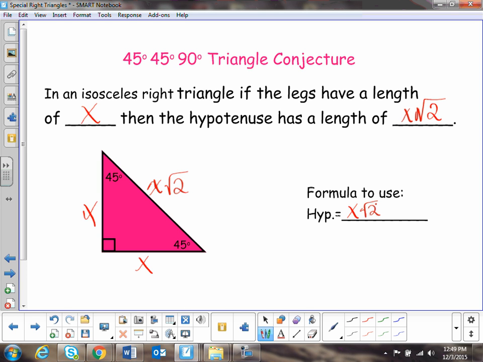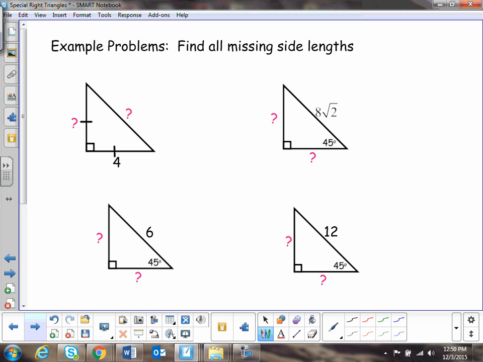Now let's say you're given the hypotenuse and you want to solve for the leg. So you take the hypotenuse and you divide by radical 2. If you're given the hypotenuse, just divide. And you can see that you just divide by radical 2 and you get the x by itself, which we have representing the leg. Okay, so let's do these examples.